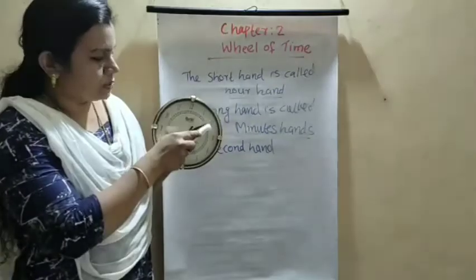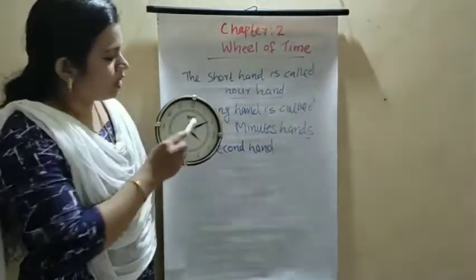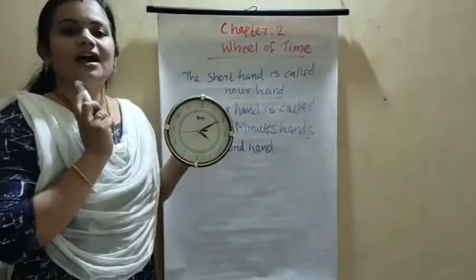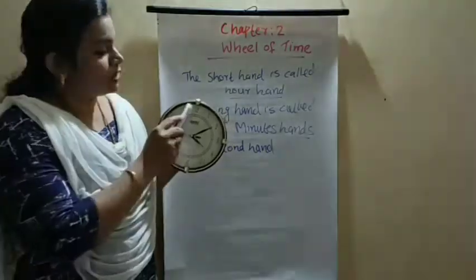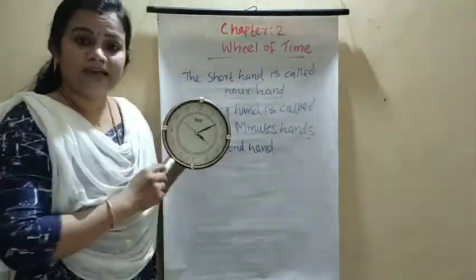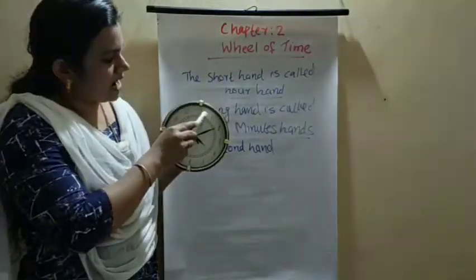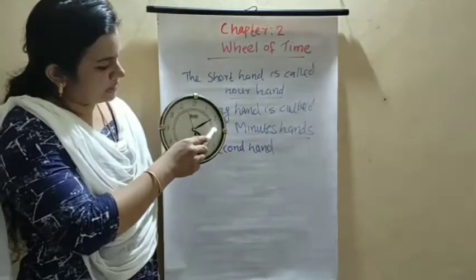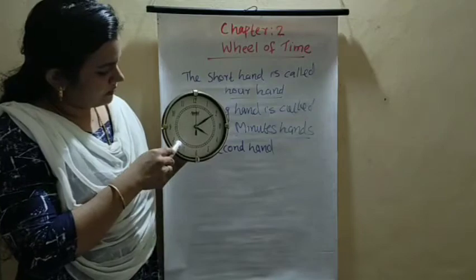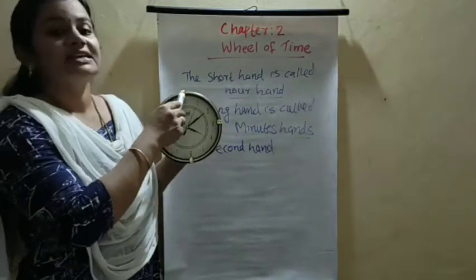Between 1 and 2, how many small markings are there? 1, 2, 3, 4, 5. Understood? Okay, between these two numbers, how many small markings? All 5, 4 markings. So this also is 5, then 10, 15, 20, 25, 30, 35, 40, 45, 50, 55, 60.